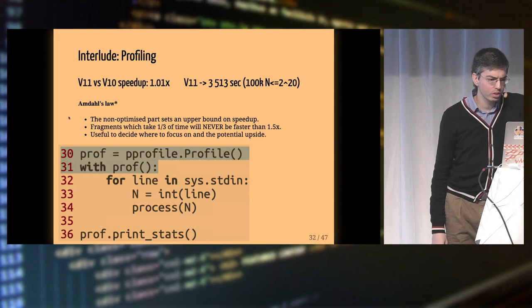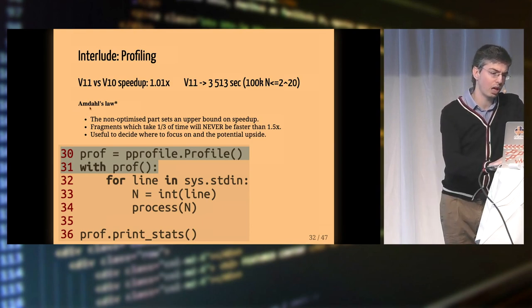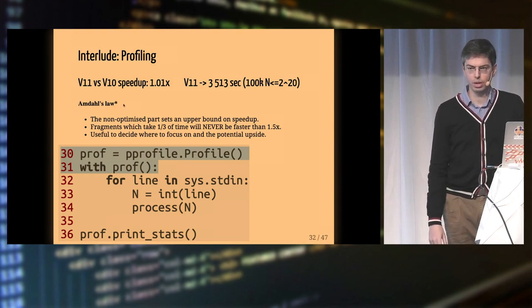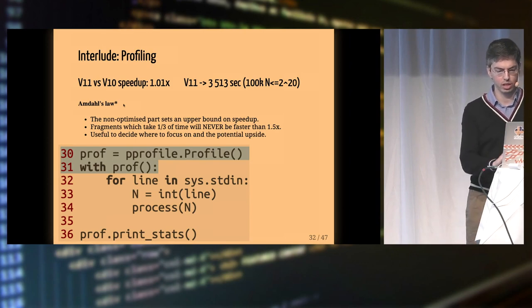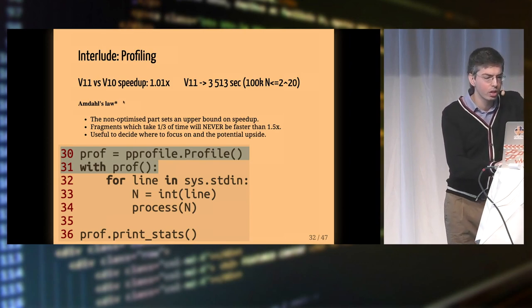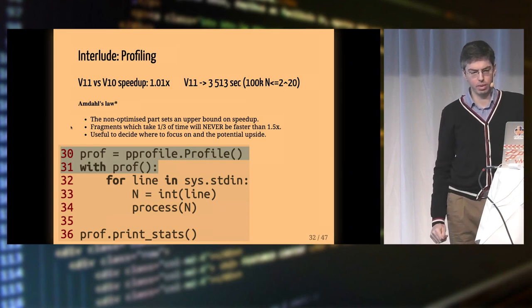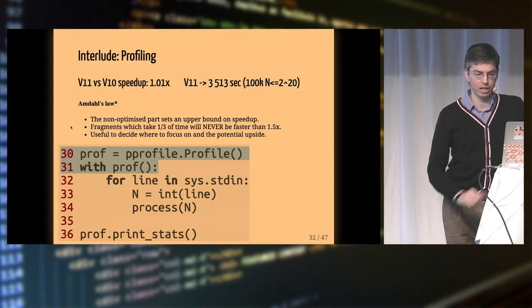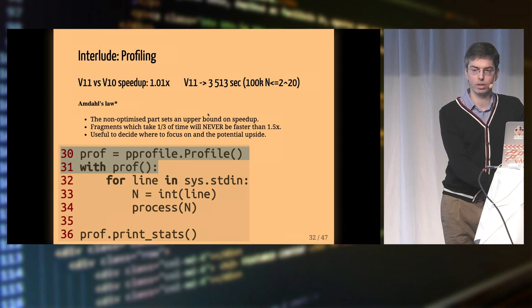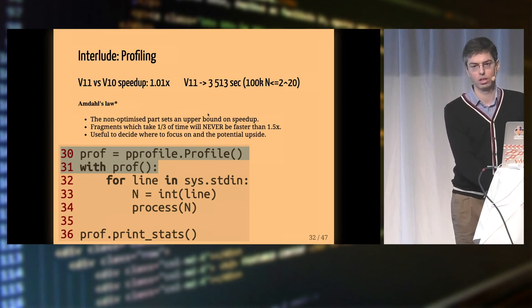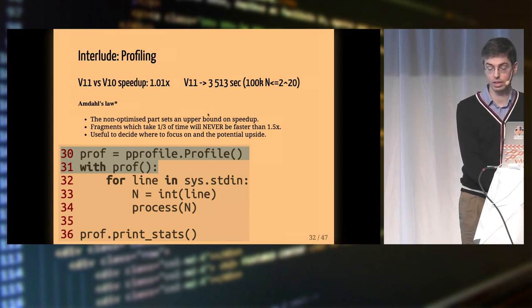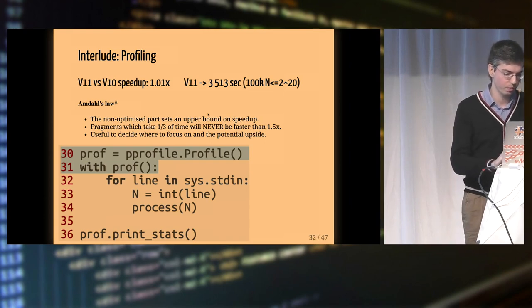And with this slide, I also wanted to introduce Amdahl's law, or actually a paraphrased version of it, because Amdahl was talking about parallelization, not optimization. And he basically said that the non-optimized part sets the upper bound on the speedup. So if I want to optimize some code that takes 1/3 of the time, I know that the speedup will never be faster than 1.5x, because the rest of the code will still need to be executed, and it will still be as fast or as slow.